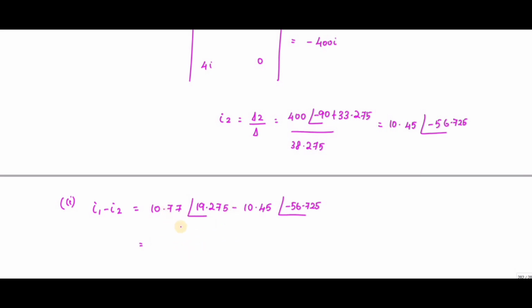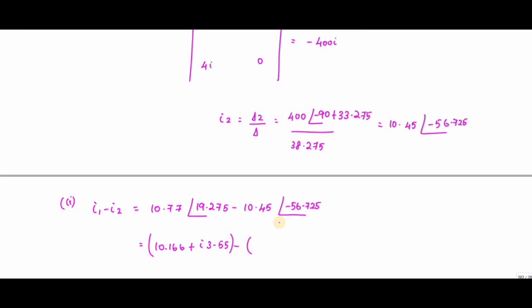So if we convert this one from polar form to rectangular form: this is 10.77, angle is 19.275. So you'll get 10.166 plus j 3.58.